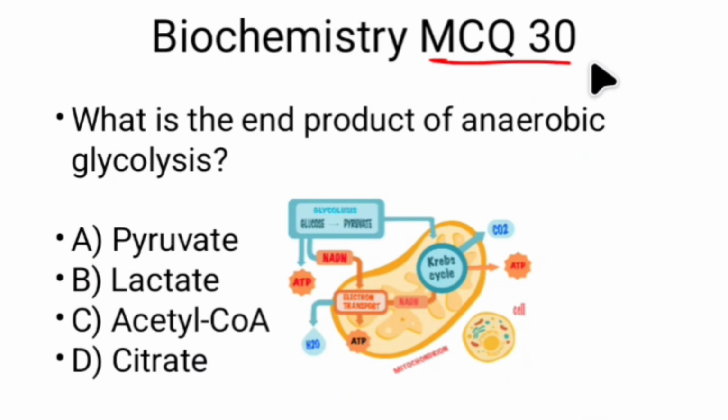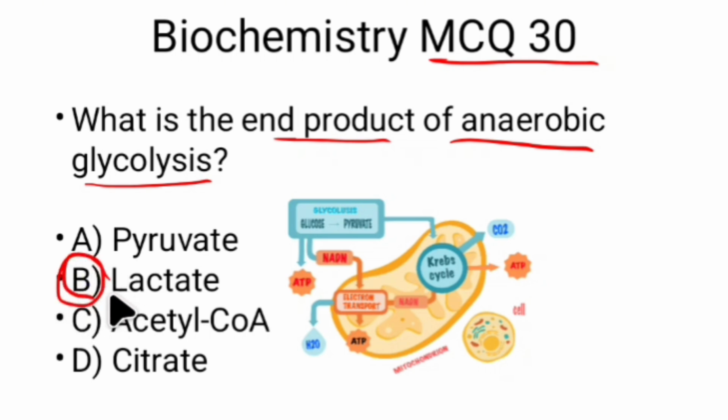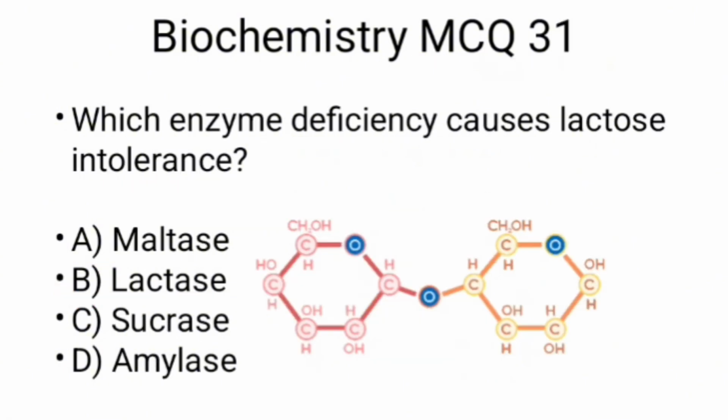Question number 30. What is the end product of anaerobic glycolysis? Correct option is B, lactate. Lactate is the end product of anaerobic glycolysis.